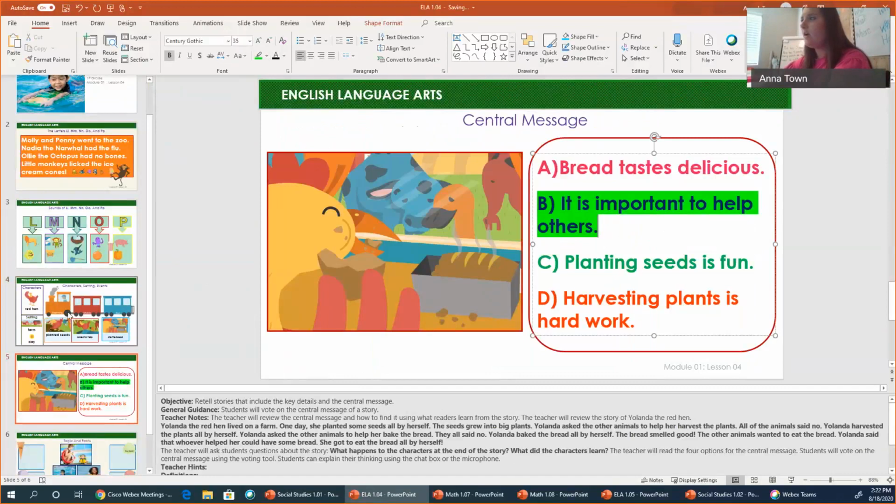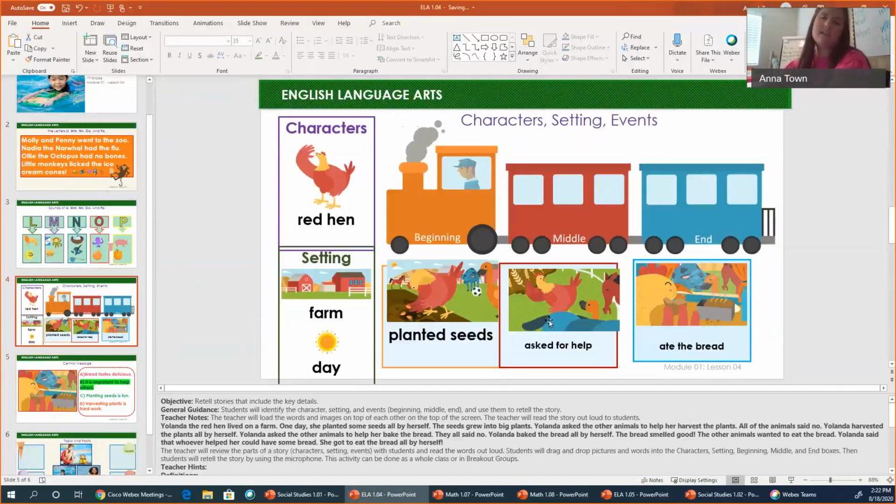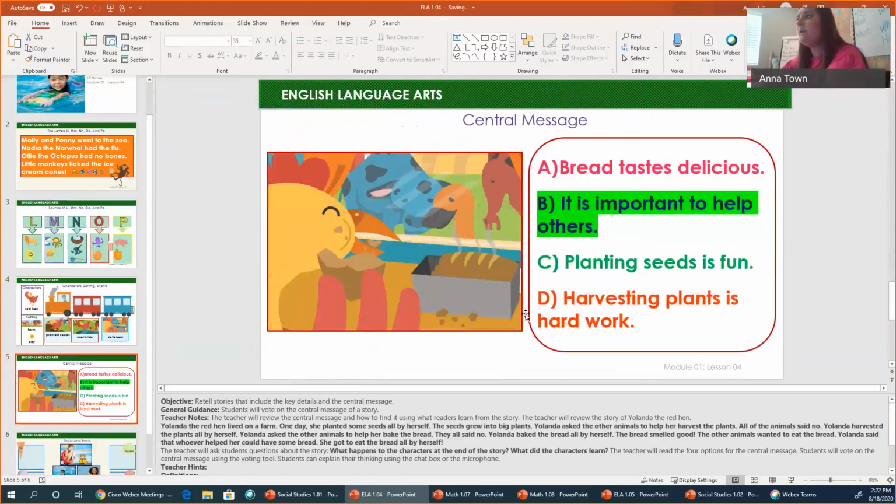They didn't help her at all. The other animals, they were playing. They thought, oh, no, I'm not going to pick. But then when it came to wanting to eat the bread, they wanted to eat the bread. So it's important that we help others.